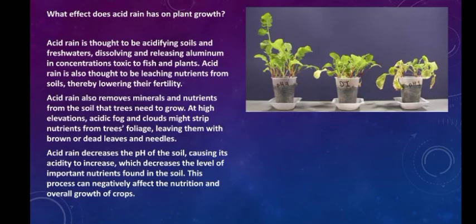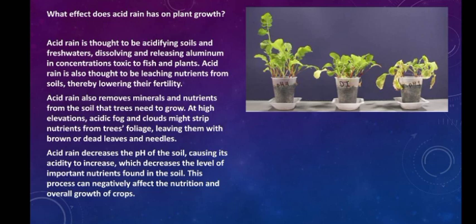What effect does acid rain have on plant growth? Acid rain is thought to be acidifying soil and fresh water, dissolving and releasing aluminum in concentrations toxic to fish and plants. Acid rain is also thought to be leaching nutrients from soils, thereby lowering their fertility. Acid rain also removes minerals and nutrients from the soil that trees need to grow.